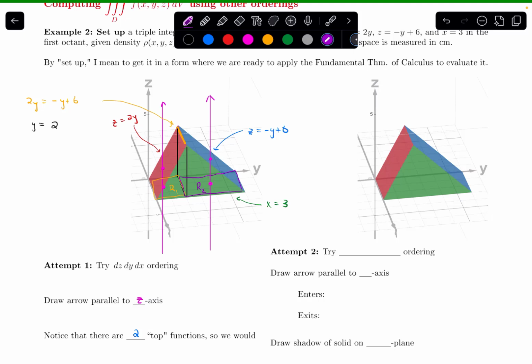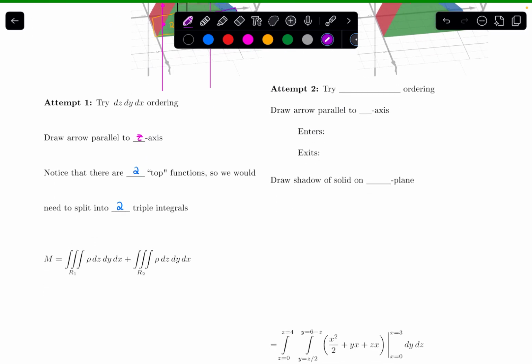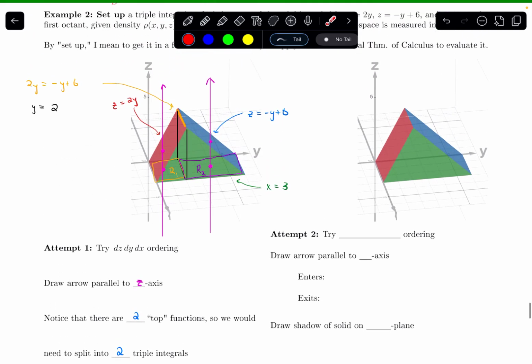So if we wanted to do it this way, I would have to split it up into a triple integral over R1 of my density function, plus a triple integral over R2 of that density function. And while we could do that, it's just tedious to have to do two triple integrals. So let's try this another way. Okay, so if I drew a line parallel to the z-axis, the top function, there are two possible values for it. So what if I try drawing an arrow parallel either to the x-axis or to the y-axis? Will the function where we enter and exit, will they ever change? And it turns out for either of those orders, no.